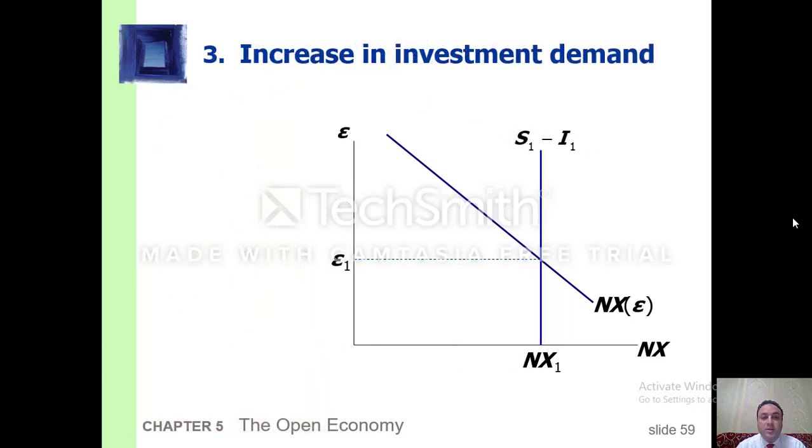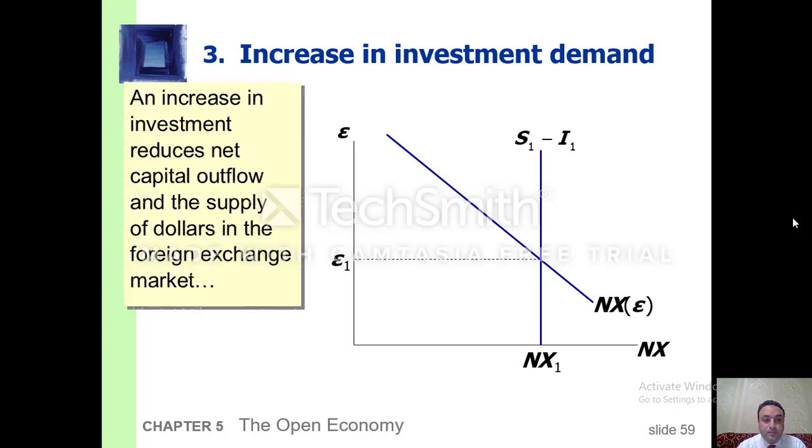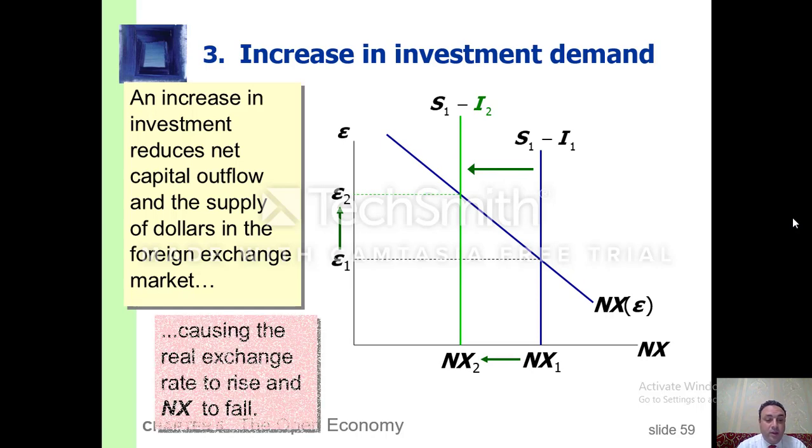The third experiment is the increase in investment demand. What happened? Well, there is an increase in the demand for investment. Any increase in investment reduces the net capital outflow and the supply of dollars in the foreign exchange markets. As we can see here, the curve shifted to the left, causing what? The real exchange rate to rise and the net exports consequently to fall.